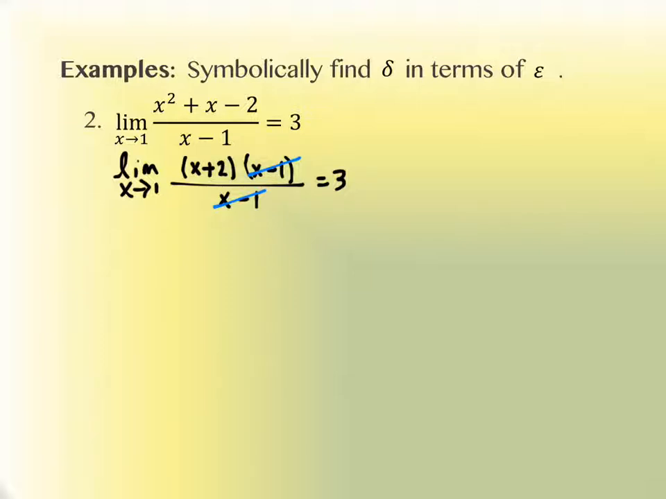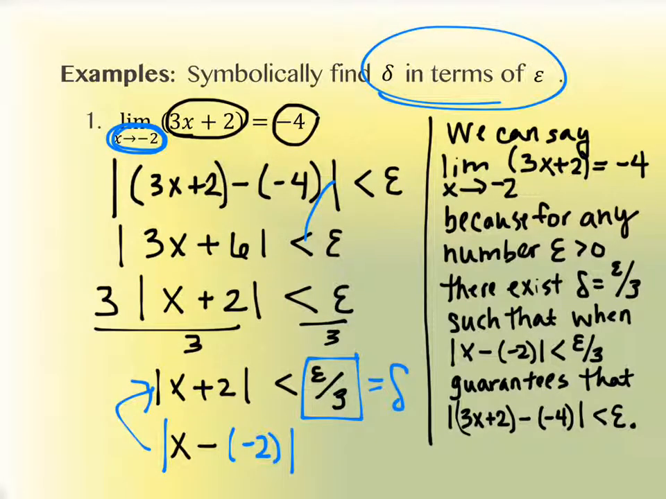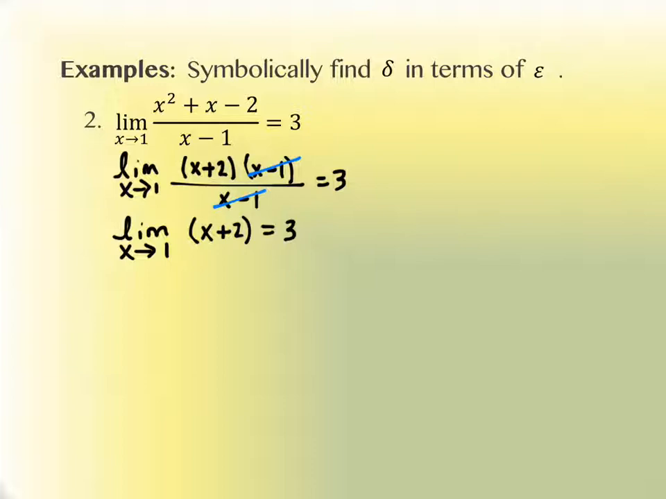Okay, so we reduced this just fine. And we notice then, of course, here that we end up with a reduced form that says something like the limit as x approaches 1 of x plus 2 equals 3. From this point, it actually looks a lot like this problem now, doesn't it? It really does. So that's where we're going to take this particular one from here now.